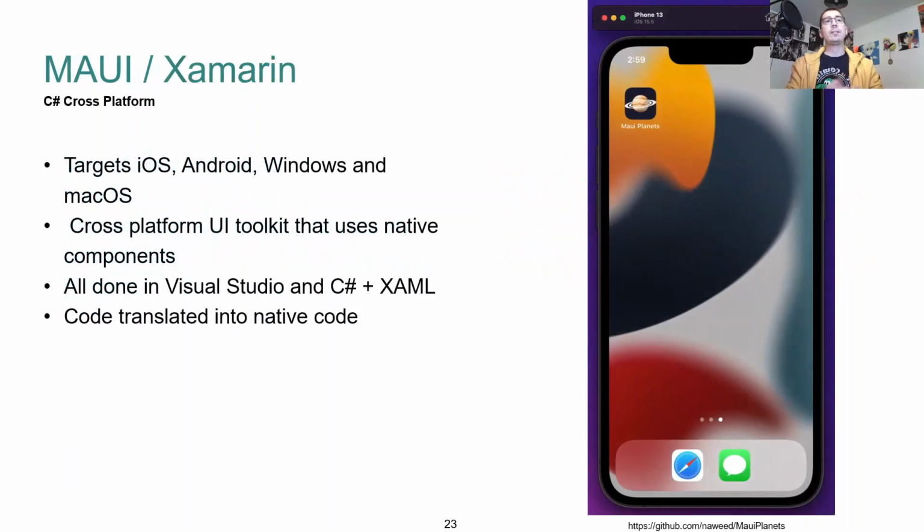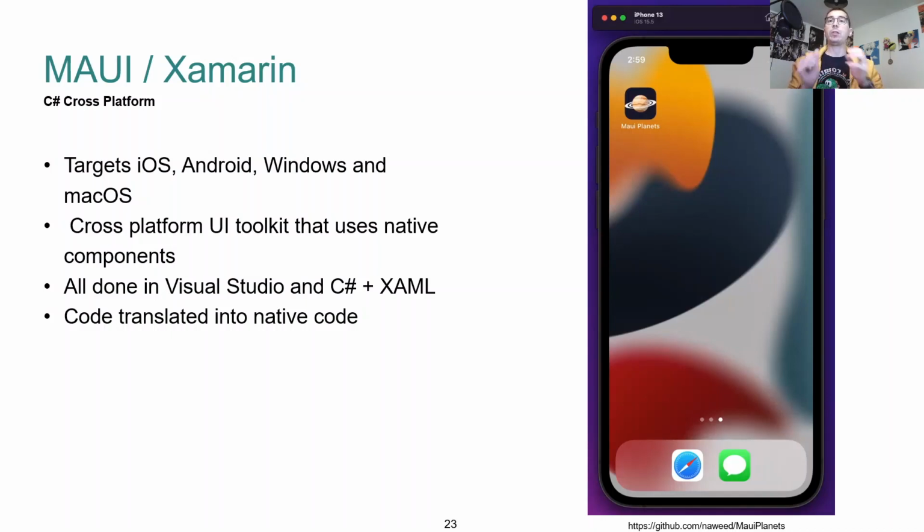So next is MAUI, Xamarin. This is also one of the oldest frameworks. Xamarin is the predecessor: MAUI is the evolution of Xamarin. So Xamarin, you won't be hearing about it anymore. You will hear MAUI instead in its place. It targets iOS, Android, Windows, and macOS. No Linux and no web. That's too bad.